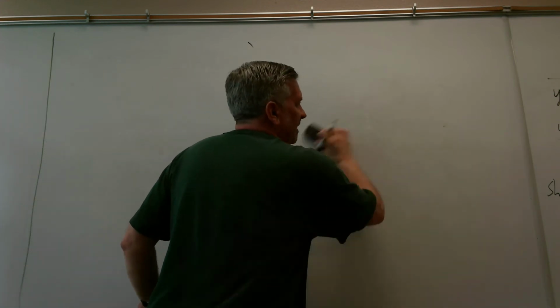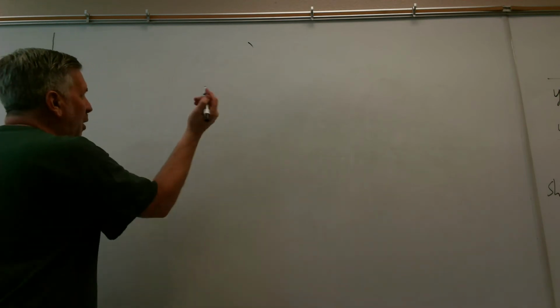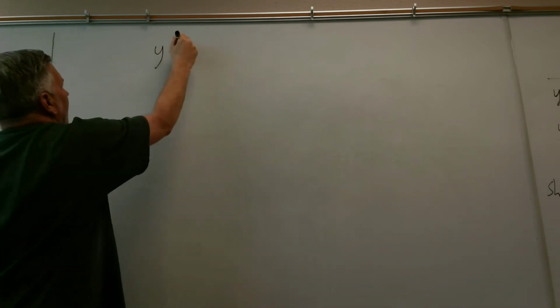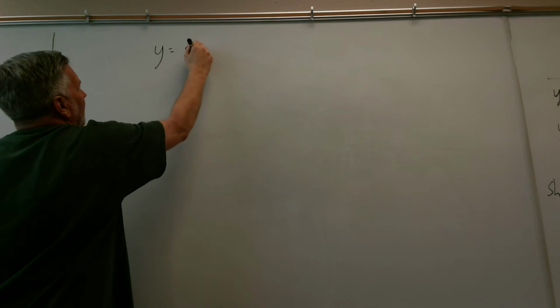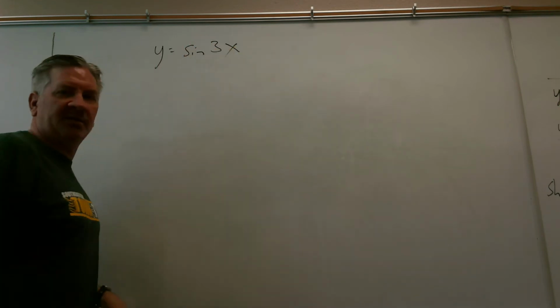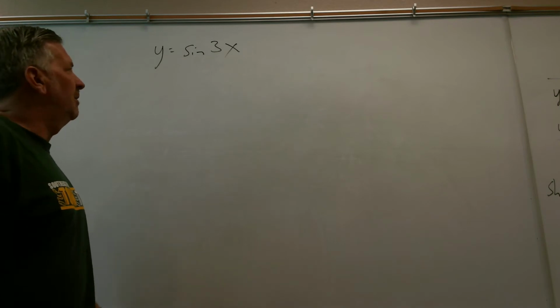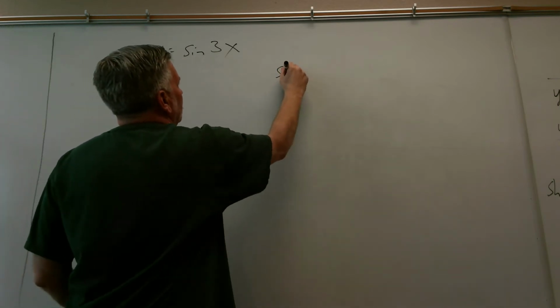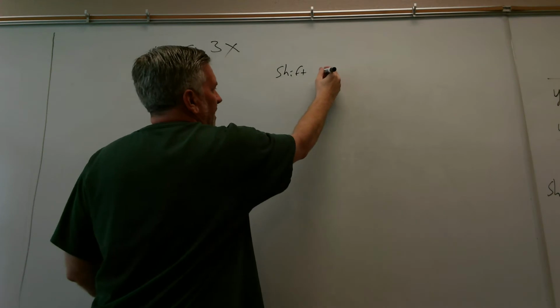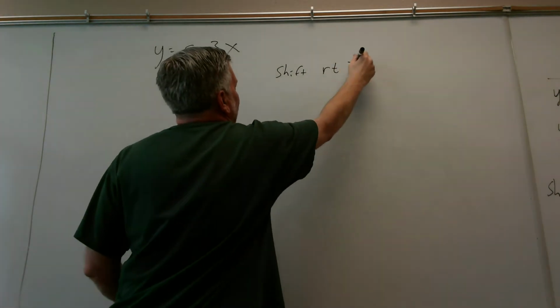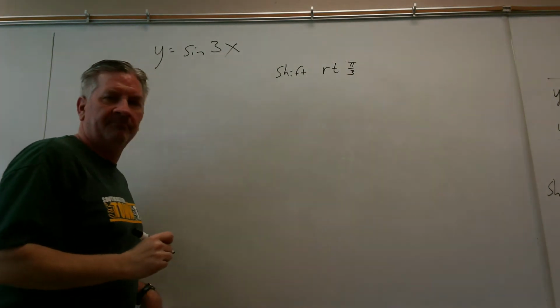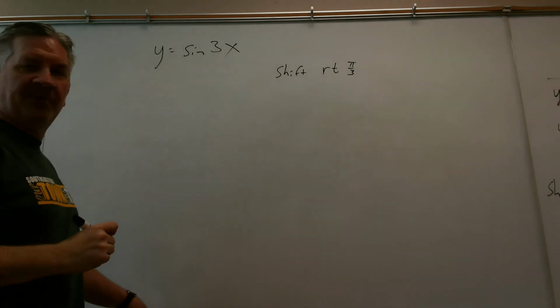So before we do the next example in the notes, suppose I have the function y is sine of 3x. Again, this is one we could have done in the last section. There's no horizontal shift here. Suppose I wanted to shift the graph of this function to the right pi over 3. Well, what would the equation of that function look like?